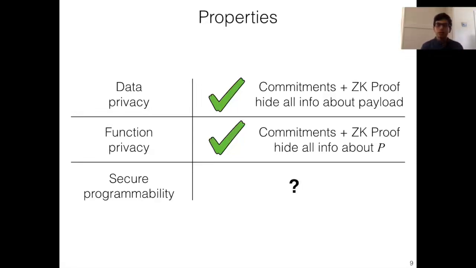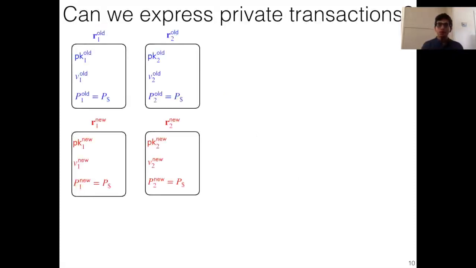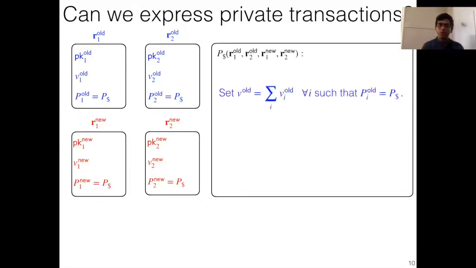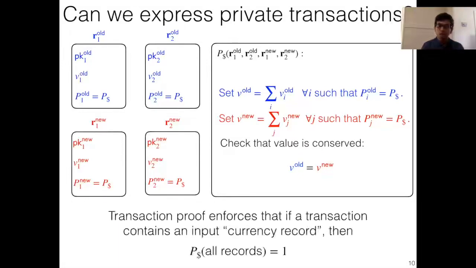So let's try to see if this is the case by trying to recover a simple example of private transactions. Okay, so in private transactions, the payload of each record is just the value, and the predicate is, as before, the value conservation predicate. So this predicate will look at the input records, check if they're actually meant to represent currency, do the same for the output records, sum up the values, and check that the value is conserved. Now, what our system so far will guarantee is that if the transaction proof is valid, then whenever there's a single input currency record, the transaction proof will enforce that the conservation predicate is satisfied.